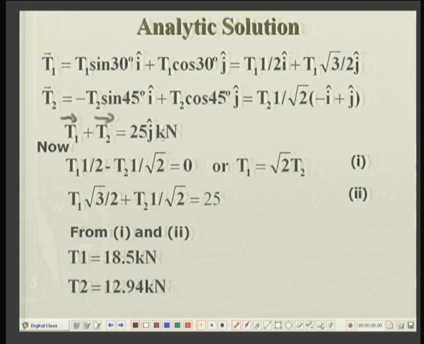Now, this vector equation is equivalent to two scalar equations, and you can see that it will be T1 over 2 minus T2 over root 2 is equal to 0. So, T1 is equal to root 2 times T2. From the second equation you will find that T1 into root 3 by 2 plus T2 divided by root 2 is equal to 25. Solving these two equations for two unknowns, simple linear algebraic equations, you will find T1 is equal to 18.5 kilonewtons, T2 is equal to 12.94 kilonewtons. So, same results we had obtained graphically, that is obvious.